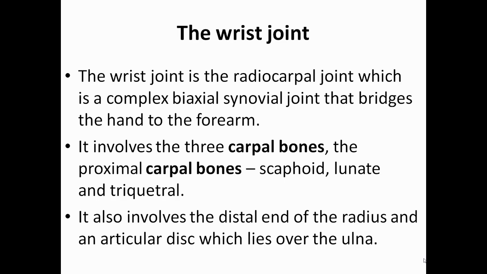Wrist joint is a radiocarpal joint. We can say in another term radiocarpal joint, which is a complex biaxial synovial joint that bridges the hand to the forearm. It involves three carpal bones, and the proximal carpal bones are scaphoid, lunate, and triquetral. It also involves the distal end of the radius and an articular disc which lies over the ulna.